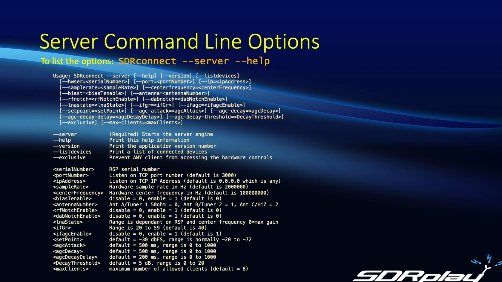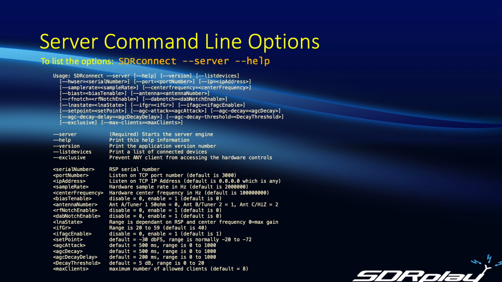And then finally, this slide shows the various options that are available. Again, it's here for reference only. If you want to see it on your own computer, just type the command SDRconnect space --server space --help, and that incredibly small text you see on the screen will come up on your monitor, and you can select any options you care to use.